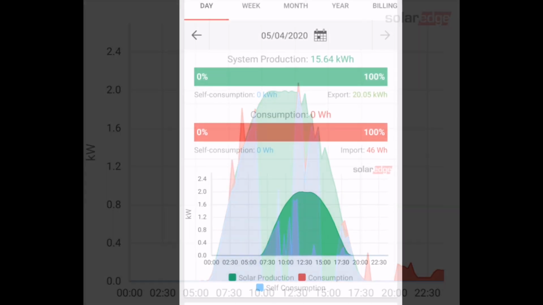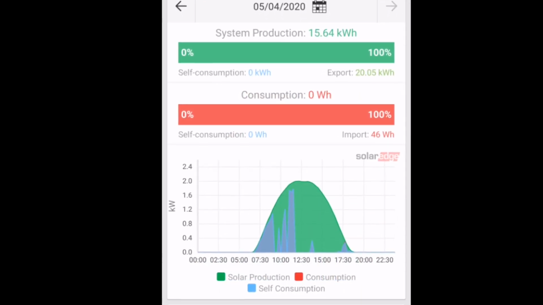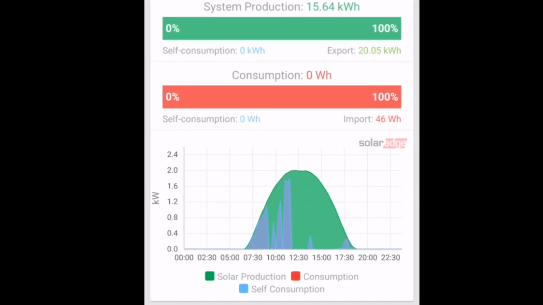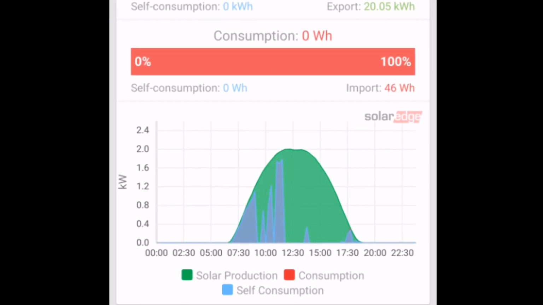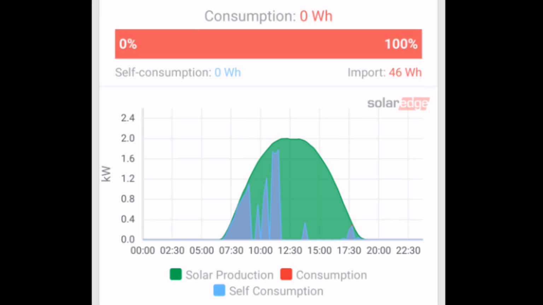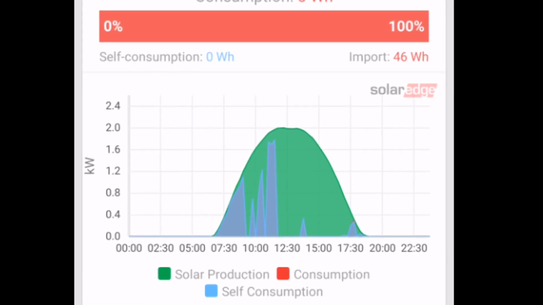What I'm aiming for, of course, are days like this, where we have a fantastic amount of solar energy and we don't see any red spikes whatsoever. On this day, just 0.046 of a kilowatt hour imported from the grid.